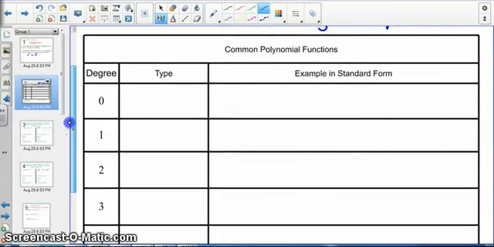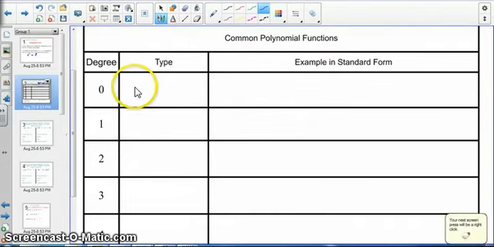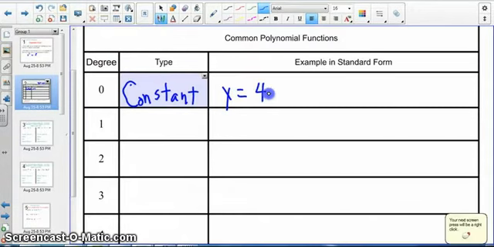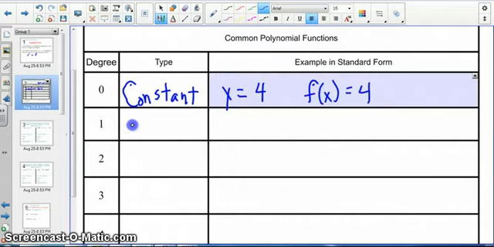So if your degree is a 0, your highest exponent is 0, this is called a constant. Okay? It's a constant. Example of that would be like y equals 4. Is there a variable there? No. So if it doesn't have a variable, then it's a constant. And another way we can write that is f of x equals 4. Remember, y and f of x mean the same thing. F of x stands for the function of x.